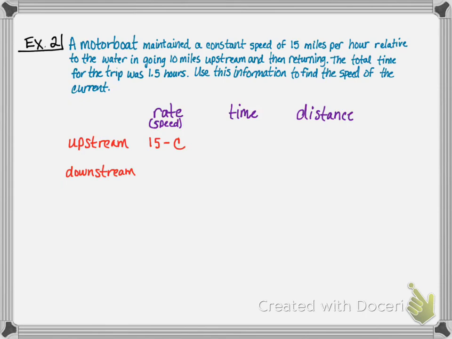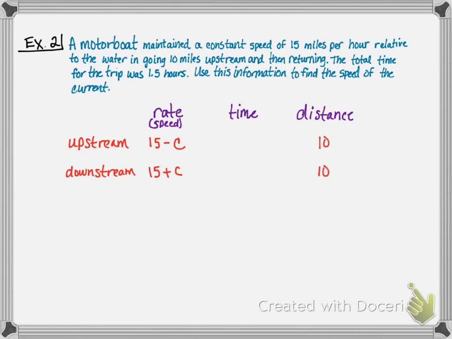So upstream, we've got the 15 miles per hour that the motorboat is traveling, and upstream we're going against the current. So if C represents the speed of the current, we're going to do 15 minus C because the motorboat and the current are going in opposite directions. The current's going to slow the motorboat down. Downstream then will be the opposite. Current and motorboat are going in the same direction. So the rate downstream is 15 plus C.